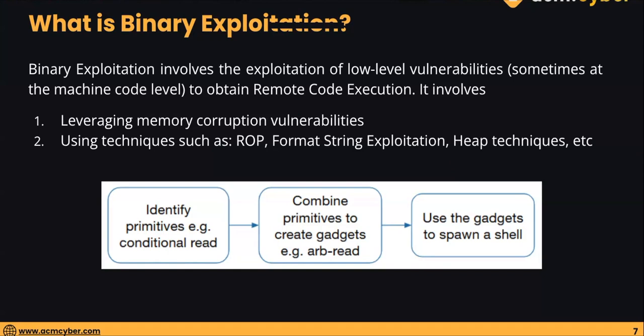Binary exploitation is the exploitation of low-level vulnerabilities, which usually are memory corruption vulnerabilities, in order to obtain remote code execution. Over here you see a little diagram. We usually try to look in a binary to identify the primitives, which can be some off-by-null or some small thing that you can do to corrupt the memory. Using those primitives, you try to activate different functions to create some kind of gadget. And using those gadgets, you form a tool chain that gives you RCE.